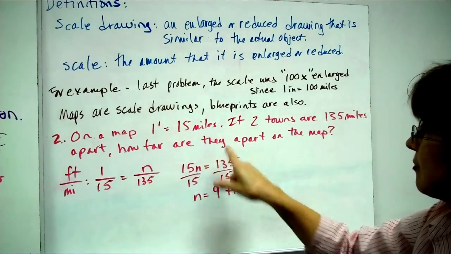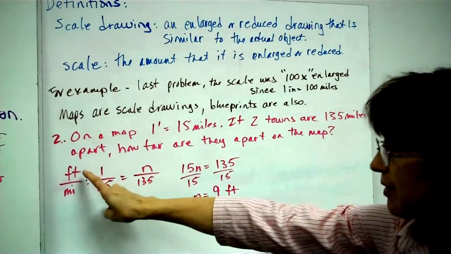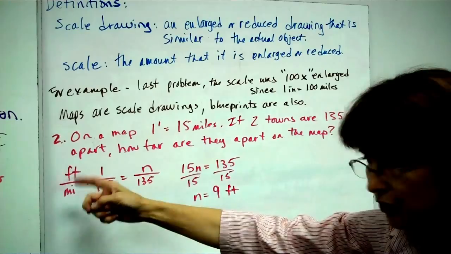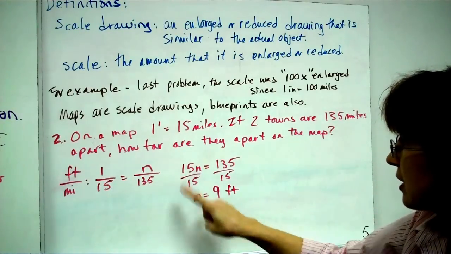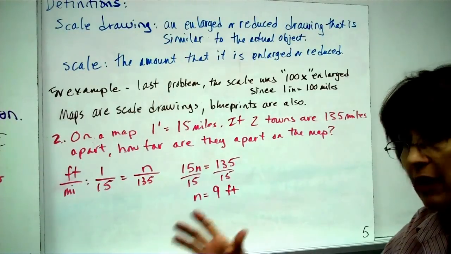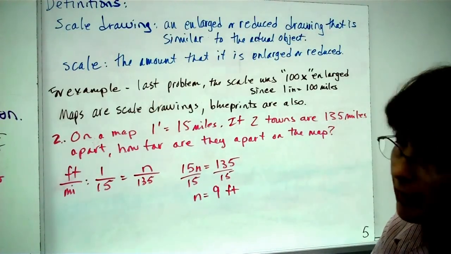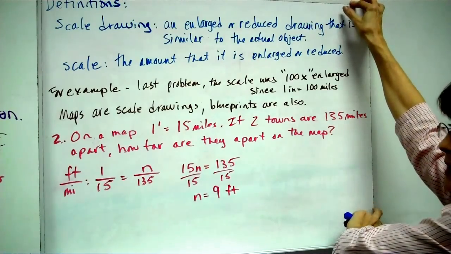Okay, again, you've got 3 numbers. You've got a proportion. Just make sure you put feet on top, miles on the bottom, or if you want to do it the other way around, that is fine. Take the cross products and divide, and those towns on the map would have to be 9 feet apart. That's a really big map, but that's the answer.